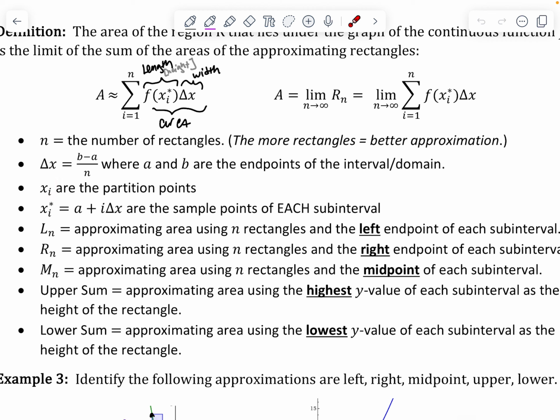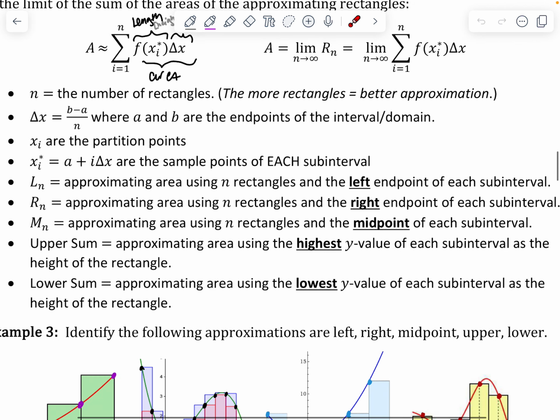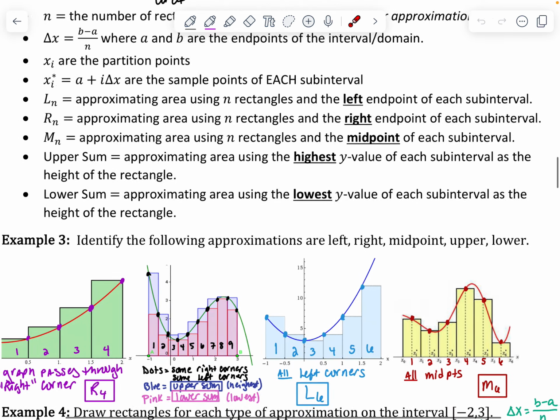Next, we have x sub i, and it states this is the partition of the points, but it helps us see where each rectangle ends, and that's where a plus i delta x, this is actually walking you to each next iteration. We've already discussed L sub n for left endpoint rectangles, R sub n, whatever number n is, for right endpoint rectangles, and M sub n for our midpoint.